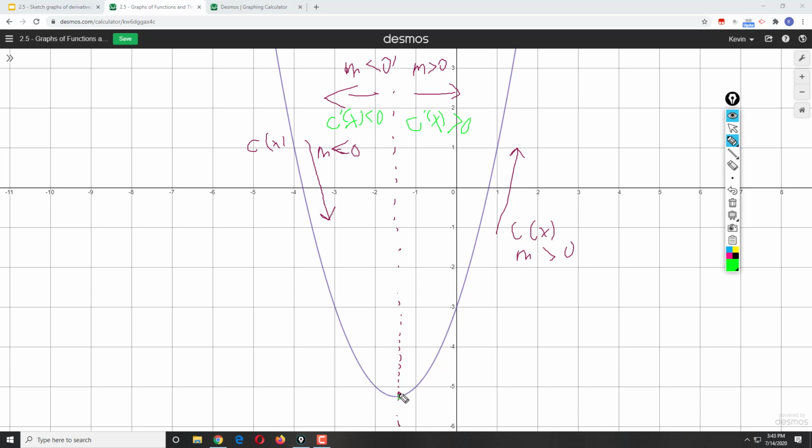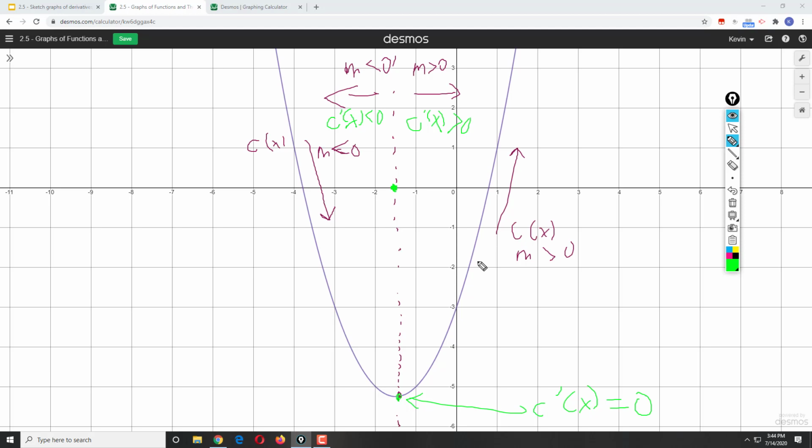And at this point, it's not going up, it's not going down. This is what is called the vertex of the parabola. Because it's not going down, not going up, the derivative must be 0. So I'm going to plot the point right here. C prime of x has to be 0 right here.